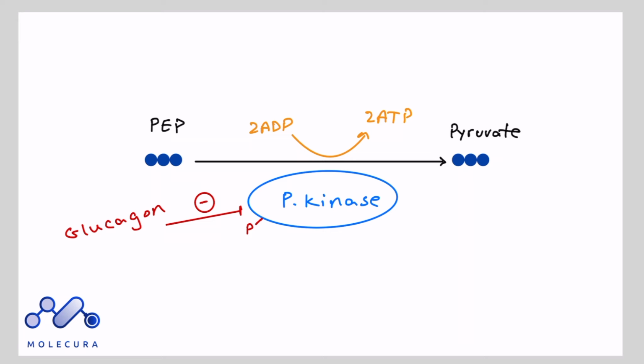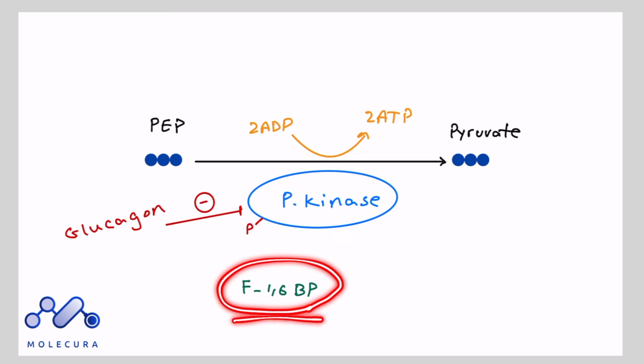So pyruvate kinase also has allosteric sites of its own. And there are 4 things that I want you to remember. One of them is what activates it. What activates it is going to be fructose 1,6-bisphosphate. As you know, this is the product of PFK1 in glycolysis. So if PFK1 is working and is making a lot of fructose 1,6-bisphosphate, it means that we want this fructose 1,6-bisphosphate to get converted into pyruvate. Thereby, fructose 1,6-bisphosphate can come and also activate pyruvate kinase.